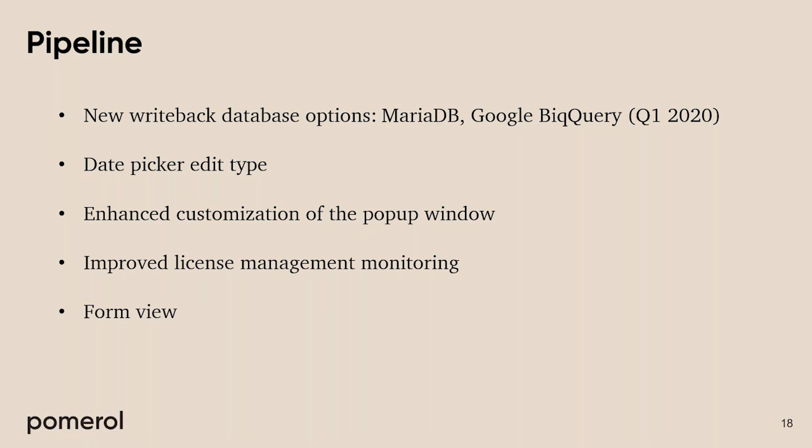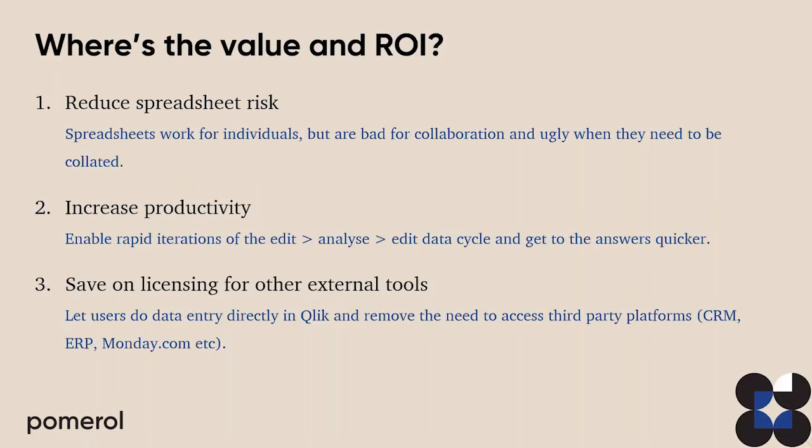Before I touch on pricing and implementation, I just wanted to have a quick recap of the value and ROI. So the first piece here is really around reducing that spreadsheet risk. So removing some of those manual spreadsheets from your Qlik ecosystem, getting rid of the consolidation of spreadsheets and the errors that are prone to spreadsheets. Using that SQL database as opposed to a spreadsheet and the native governance that's built into that.